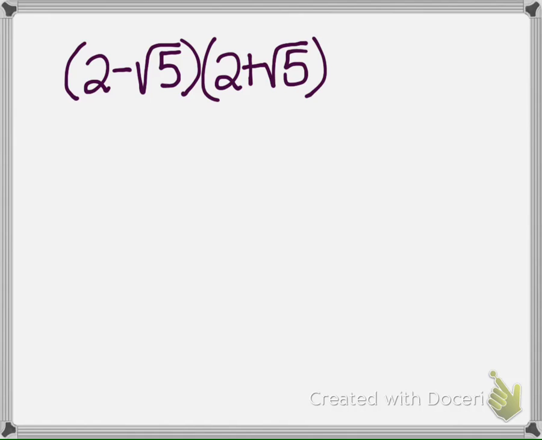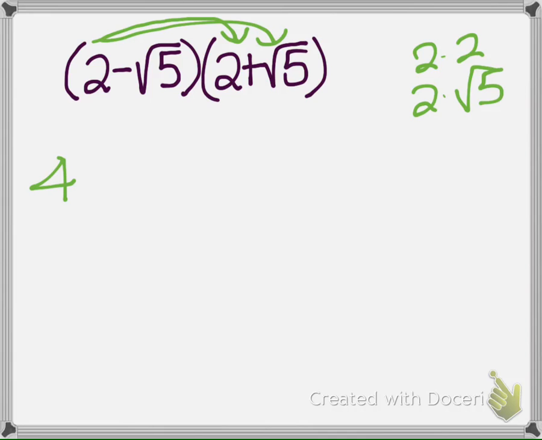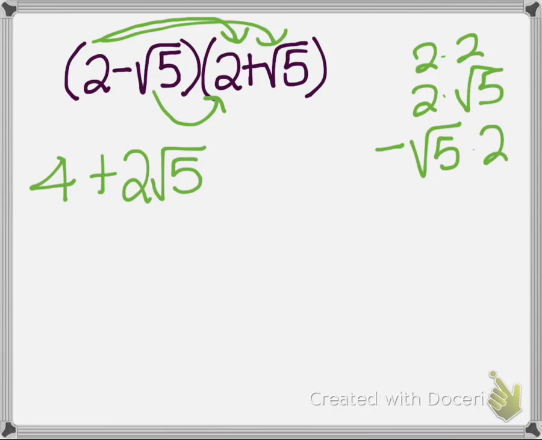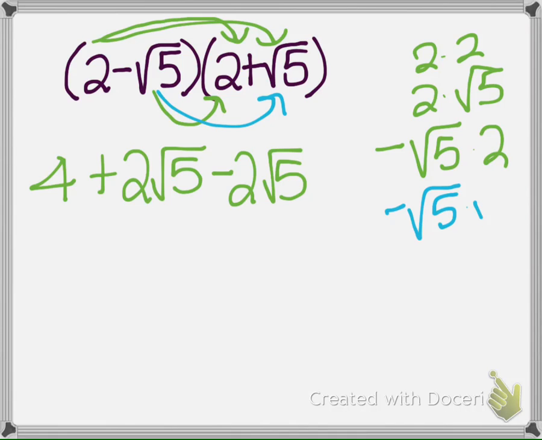All right, here we also need to FOIL. So 2 times 2 is 4. And then 2 times radical 5 is positive 2 radical 5. And then negative radical 5 times 2 is minus 2 radical 5. And then negative radical 5 times radical 5 is negative square root 25.